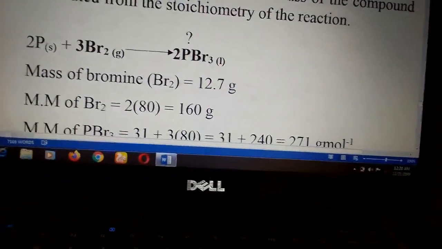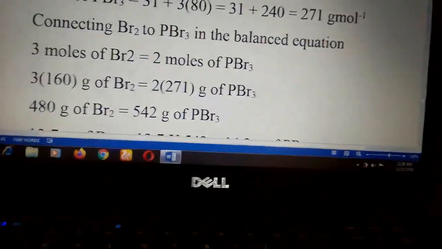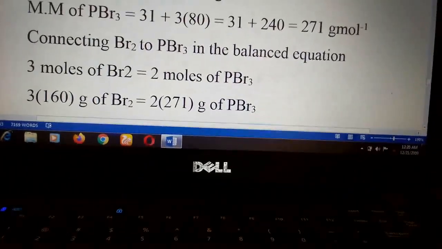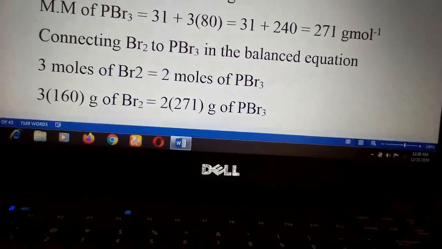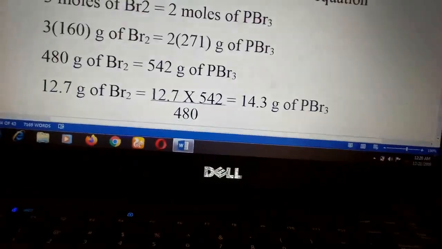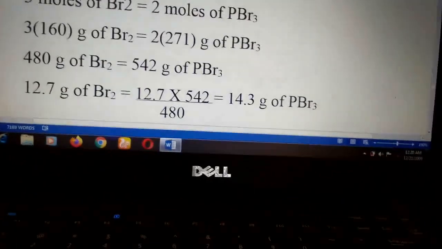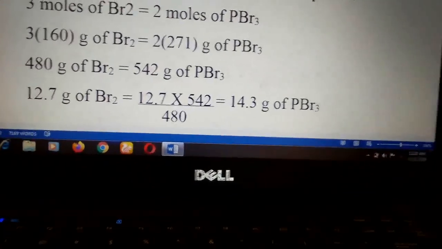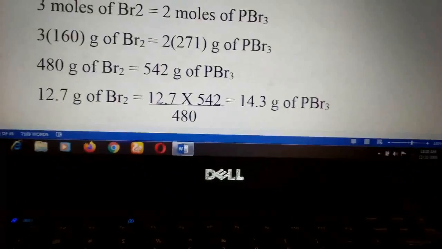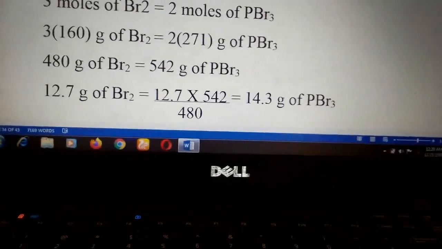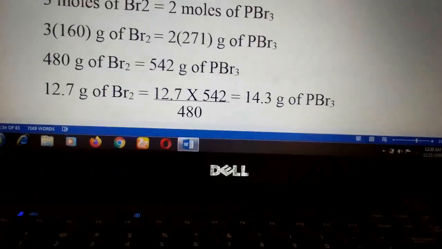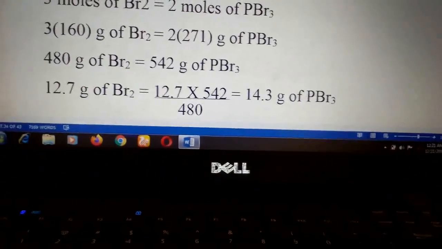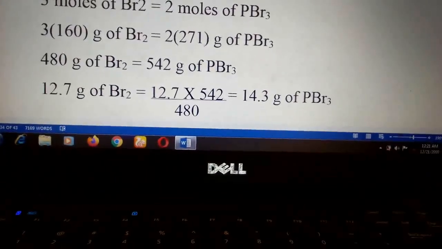Connecting bromine to phosphorus 3 bromide, we now have 3 moles of bromine to 2 moles of phosphorus 3 bromide. Changing the moles to molar mass: the molar mass of bromine is 160, so 3 times 160 gives us 480 grams of bromine. Then 2 moles of phosphorus 3 bromide, 2 times 271, that's the molar mass. That gives us 542 grams of phosphorus 3 bromide, PBr3. Then 12.7 grams of bromine, which is given to you in the question, that reacted, will now produce 12.7 times 542 over 480. And that gives us 14.3 grams of phosphorus 3 bromide, PBr3.